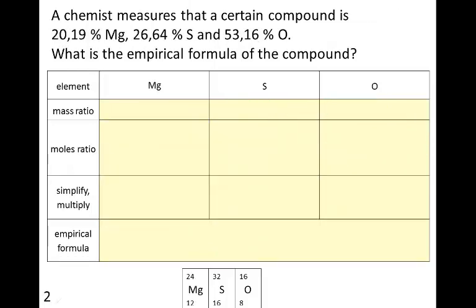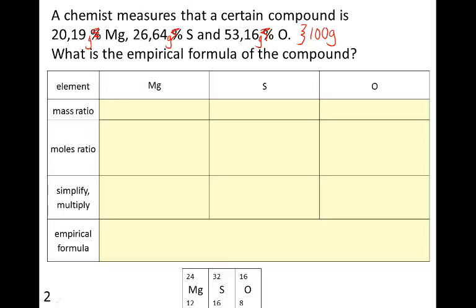Na2S2O3. A chemist measures that a certain compound is 20,19%. Now that percent just means out of 100. So we can take it that the whole mass of the compound is 100 grams. Then each of these percents would just be telling you the mass in grams for a total of 100 grams. So don't be confused by that percent.